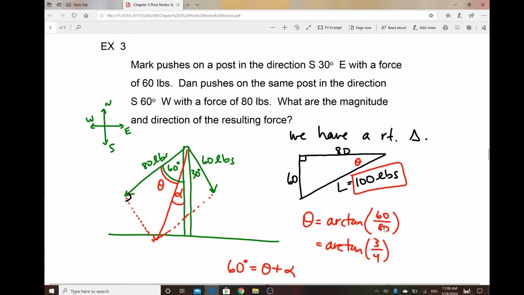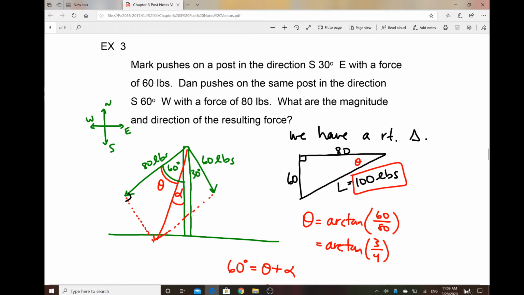Okay, so now let's do some examples that are a little bit more complicated. Mart pushes on a post in the direction of south 30° east with a force of 60 pounds, and then pushes on the same post in the direction of south 60° west with a force of 80 pounds. What are the magnitude and the direction of the resulting force? For those students taking trig, that's something some teachers have probably talked about already. This one shows the bearing angle, and also shows the magnitude of the vector.